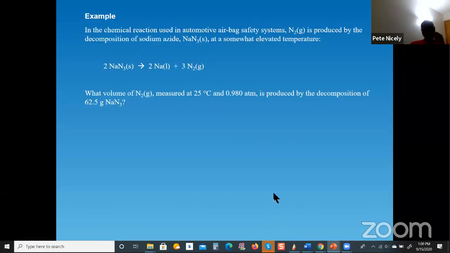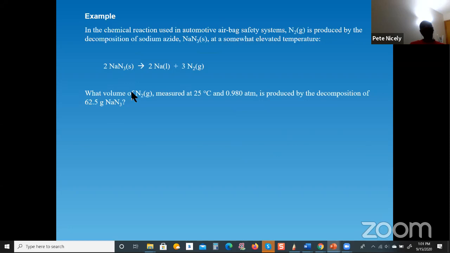So here we have a question. It's talking about the chemical reaction that is used in automotive airbag safety systems. Now, to be honest, I don't think they use this anymore. I think they use something else. But back in the day, they used sodium azide. Sodium azide, when you subject it to a sudden impact, or if you drop it, let's say you have some in a bottle and you drop it, it produces a gas, right? So the gas is what fills the airbag and protects the driver and the passenger from head injuries and so on, all right? So they gave you the reaction for the formation of nitrogen from sodium azide.